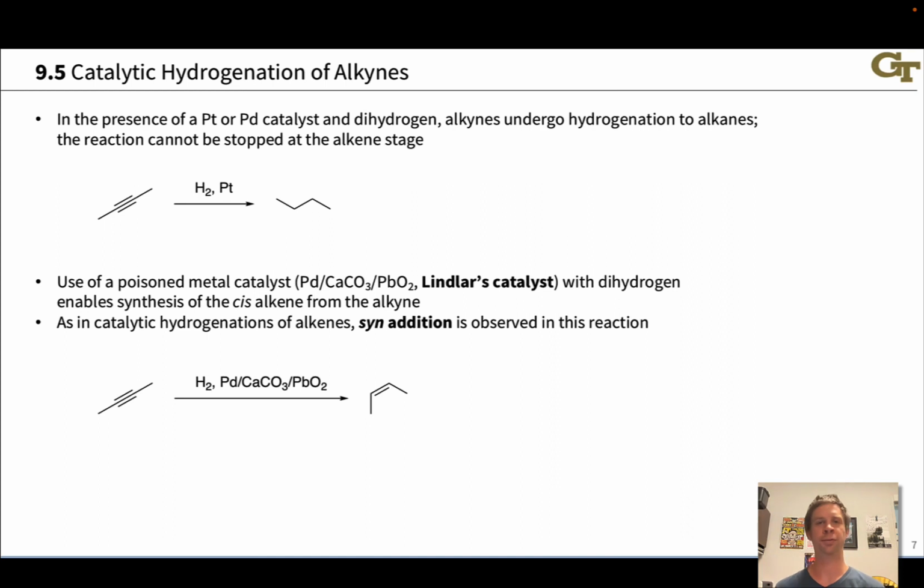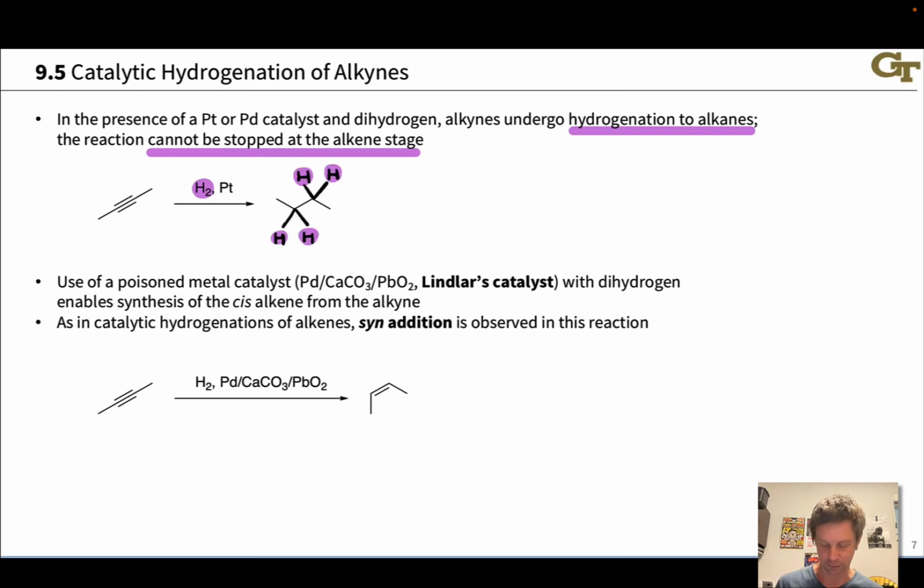But let's start with the most basic reaction here, which is the full-blown blasted with hydrogen hydrogenation of alkynes with H2 and a platinum or palladium metal catalyst. This reaction cannot be stopped at the alkene stage. The catalyst is just too good. The alkyne reacts to produce the alkene, and the alkene very rapidly is reduced further, all the way down to the alkane. So two equivalents of H2 add, and we get the alkane from the alkyne.